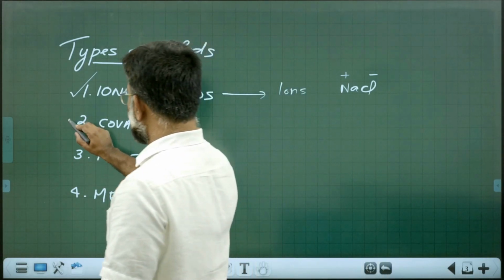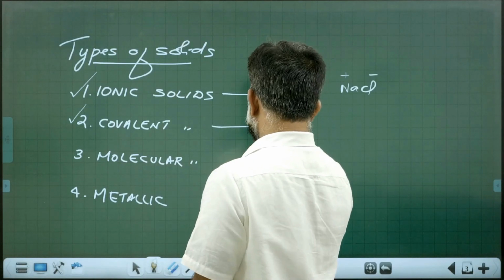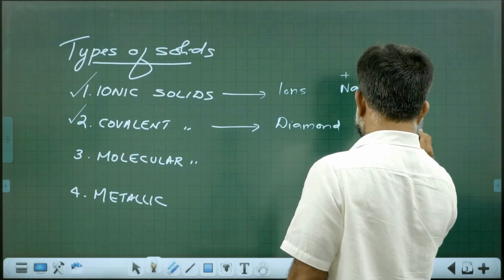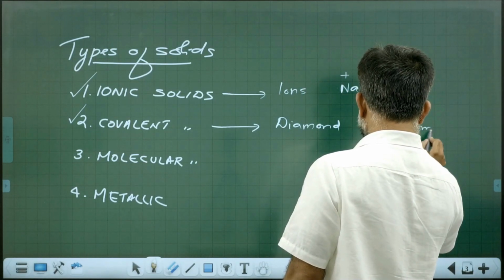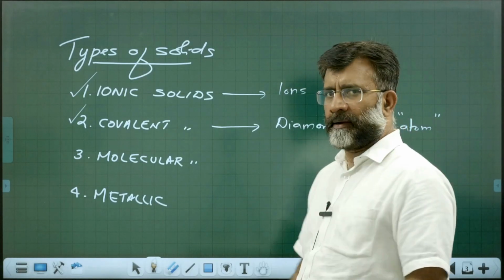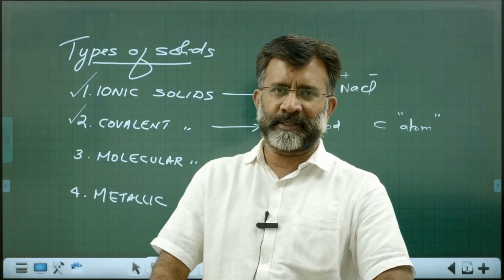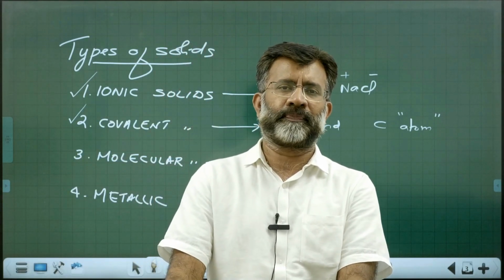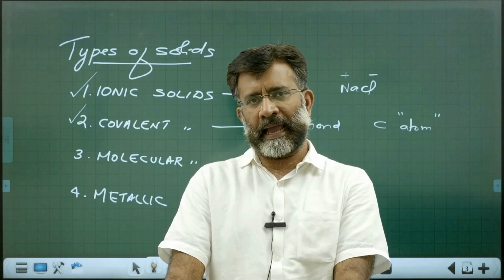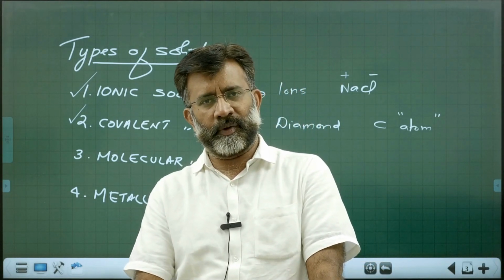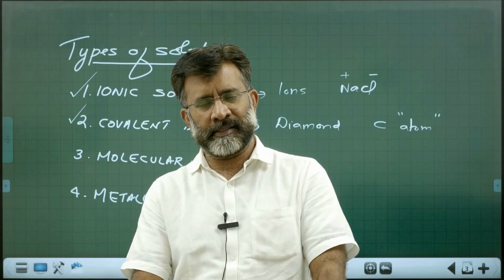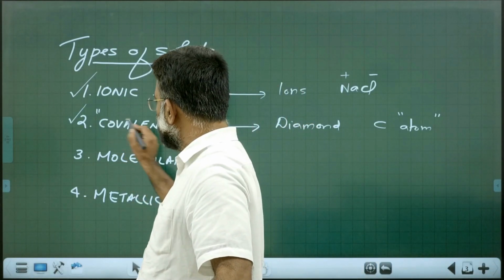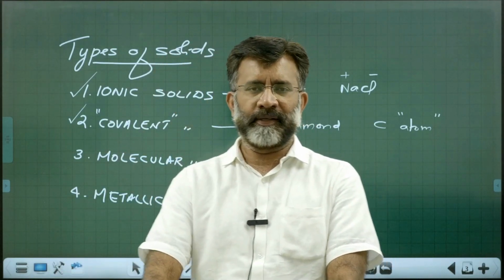Number two, it is covalent solids. Example, diamond. Diamond is a covalent solid where the fundamental particles are carbon atoms. So, atoms are the fundamental particles in covalent solids. Carbon atoms are arranged in a regular repeated network solid form. That is a covalent solid. In ionic solids, ions are fundamental particles. In covalent solids, atoms are fundamental particles bound by covalent bond. The force of attraction is covalent bond.